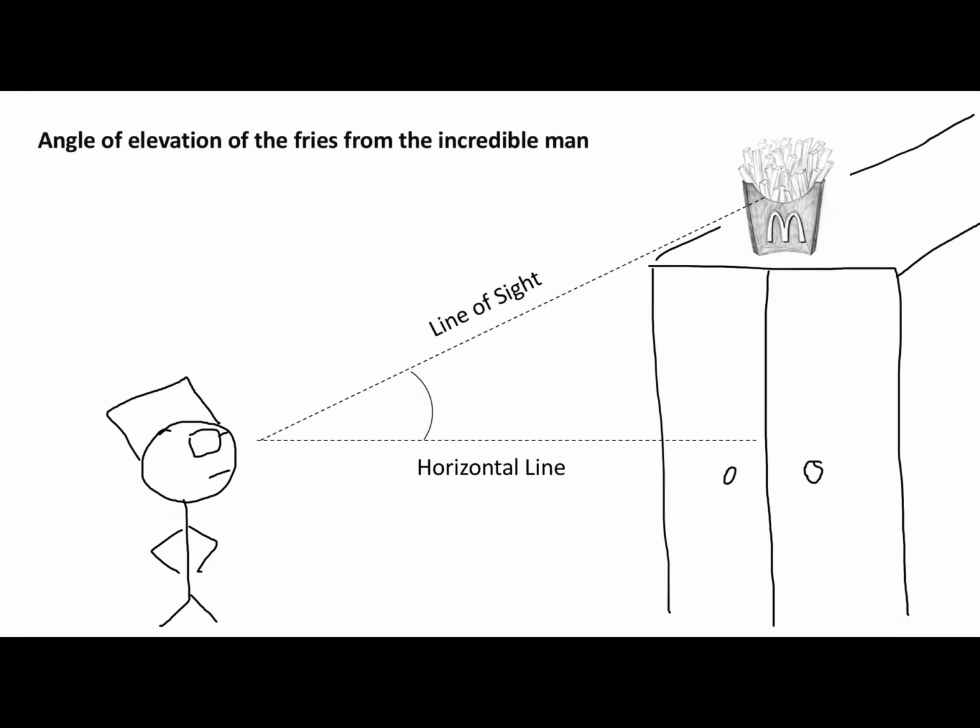Now, take note of the following. Angle of elevation of something. That something will be the object that is being looked at. In this case it is the fries. From something, the object that comes after the word from, that is the object which is looking. In this case it is you. Now, why am I emphasizing this? It is simply because I don't want you to misinterpret the question in the future. Learn to identify which is which so that you draw properly.